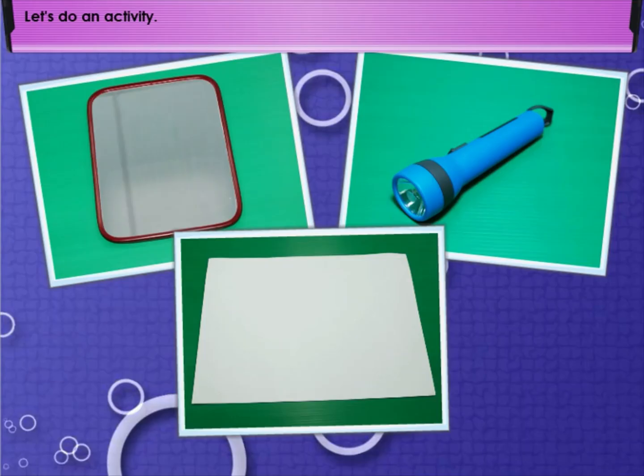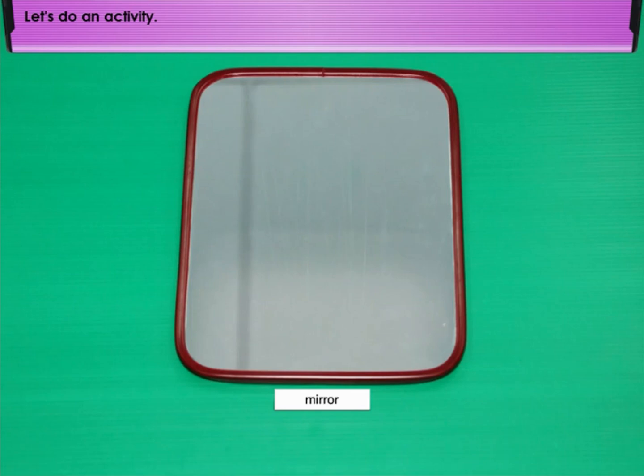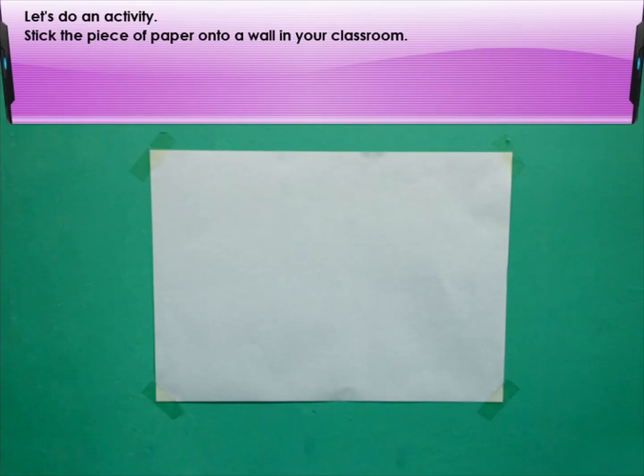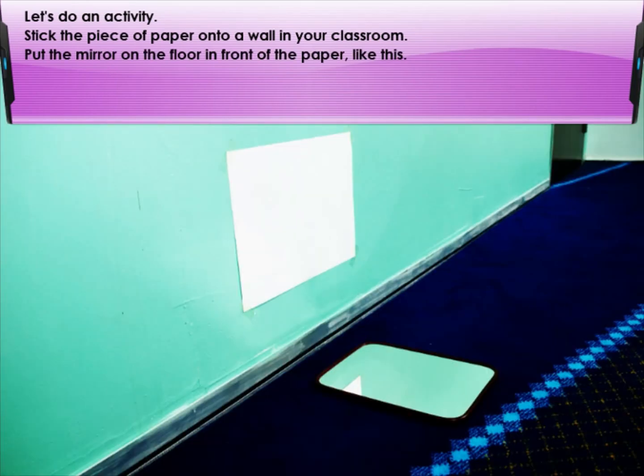Let's do an activity. You're given a mirror, a torch, and a piece of white paper. Stick the piece of paper onto a wall in your classroom. Put the mirror on the floor in front of the paper, like this. Now, we will switch on the torch.